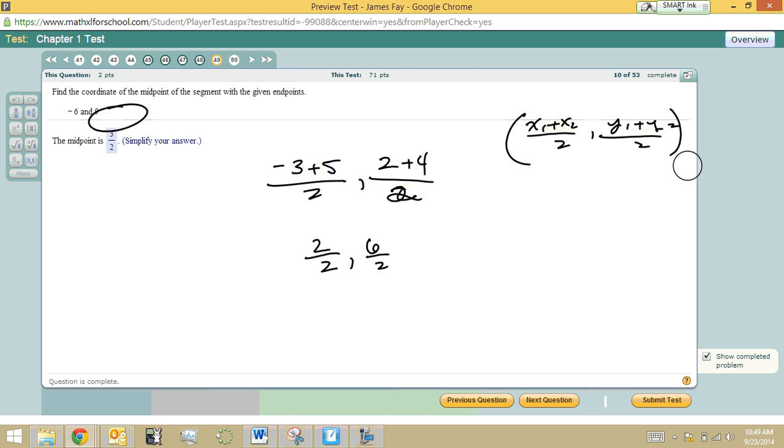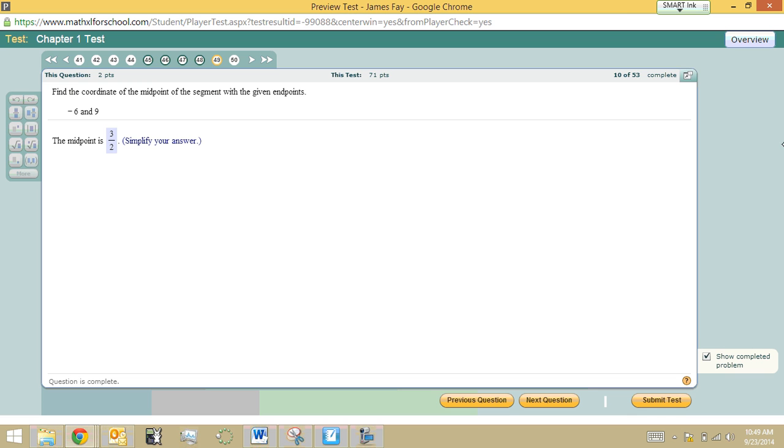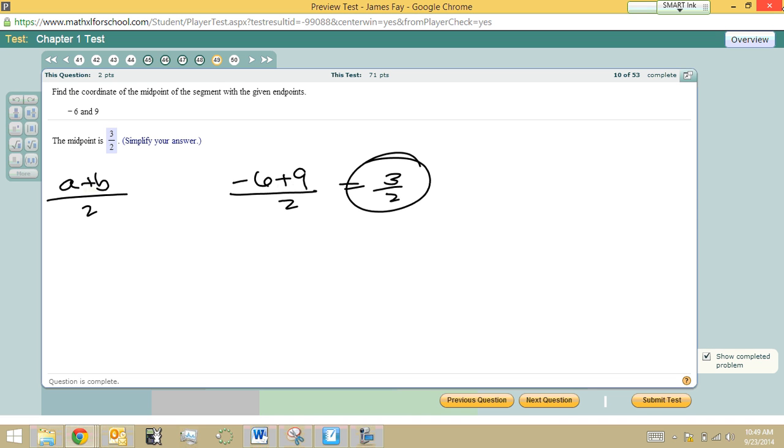Find the coordinates of the midpoint of this segment. Here, this is just one number line. So that formula was a plus b over 2. Well, a and b are the coordinates of the endpoints of your segment. So I'll take negative 6 plus 9, divide by 2. That gives me 3 over 2. Add your endpoints. Divide by 2.